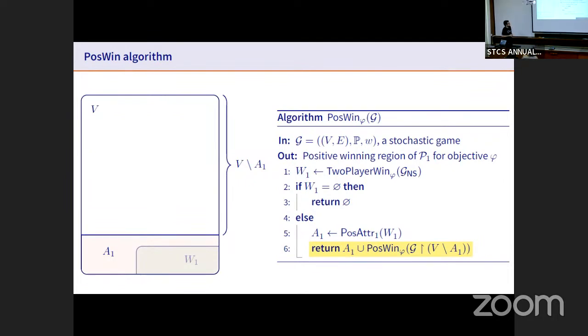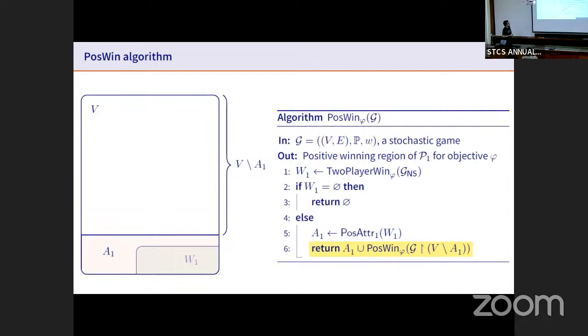So what's happening here? W1 was the winning region for player 1 in the adversarial game. So if player 1 is winning in the adversarial game, they're also winning in the stochastic game. So everything in W1 belongs to the positive winning region. And everything in the positive attractor of W1 also belongs to the positive winning region, because once the token reaches A1, player 1 can ensure that the token reaches W1 with positive probability, and then they start playing with the winning strategy in W1.